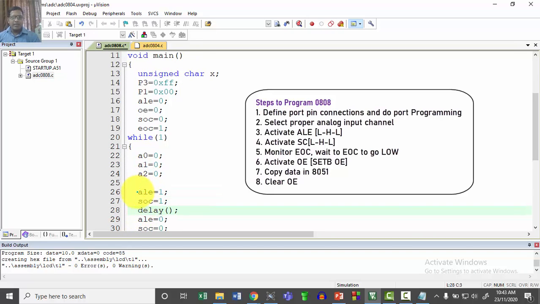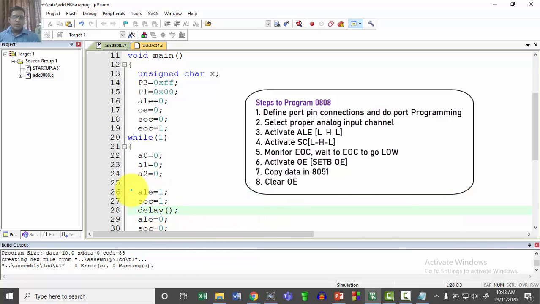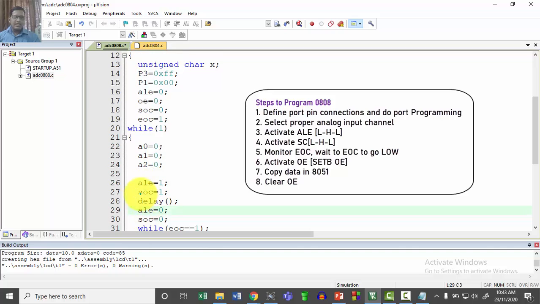Then activate this line and simultaneously give the start of conversion signal. So I am going to make ALE 1, SOC 1, then call some delay, right? Initially the ALE signal is 0, so it is at the low level. After that I am going to make it high, which makes a low to high signal, and then some delay here. So it remains high, and then ALE is equal to 0, meaning a high to low pulse is given in order to activate this line. Then simultaneously I first send the ALE, and immediately the SOC. So here the input channel is activated and the start of conversion signal is given.